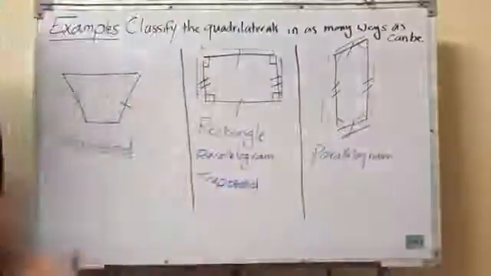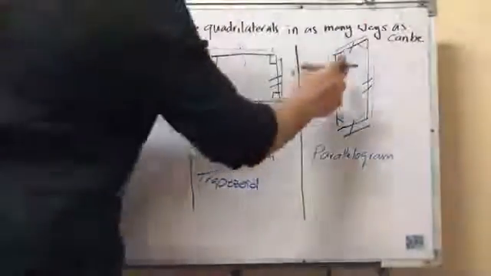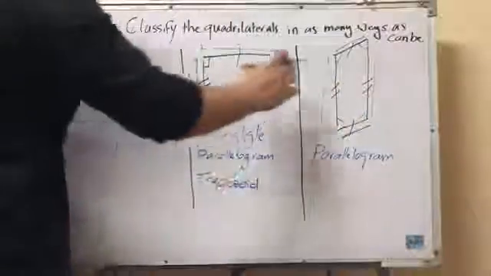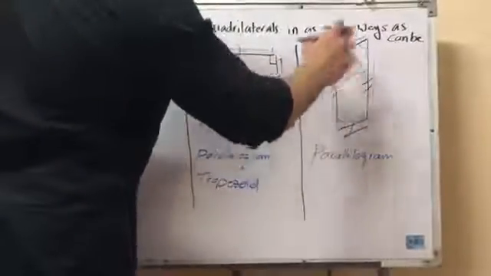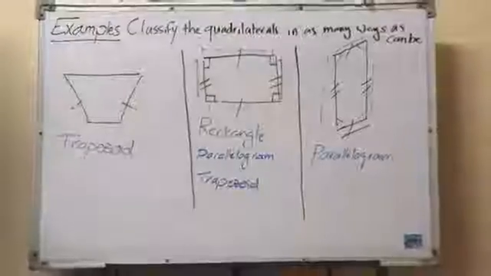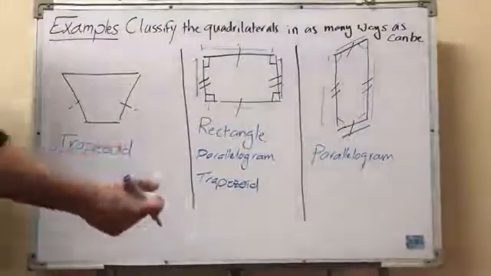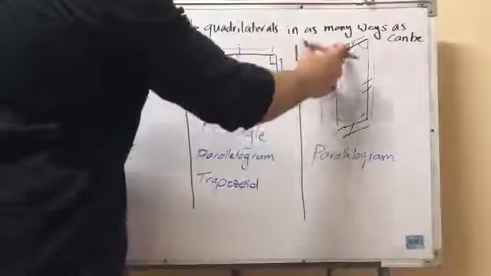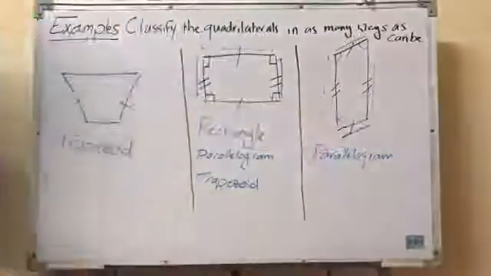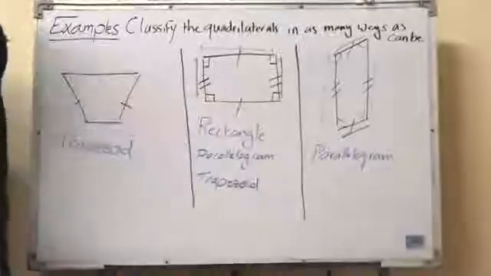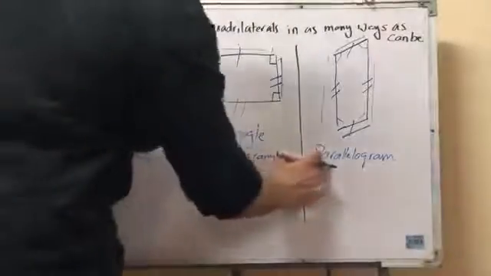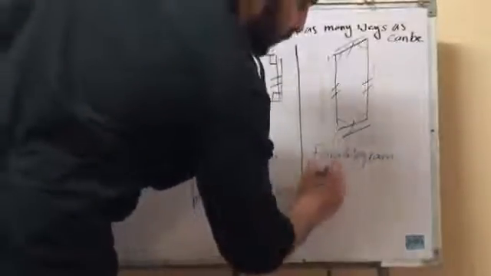Can it be a rhombus? No, it's not a rhombus because a rhombus has opposite sides parallel and all sides congruent, or equal. So it's a parallelogram, but it's not a rhombus, not a square, and not a rectangle, because a rectangle has to have 90-degree angles everywhere. So it's a parallelogram, and if it's a parallelogram, that means it's a trapezoid as well.